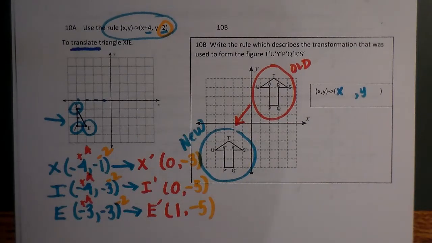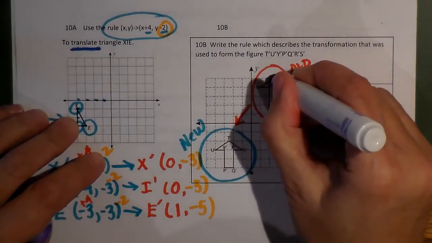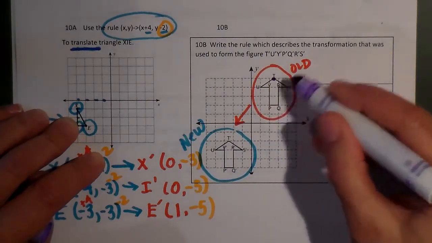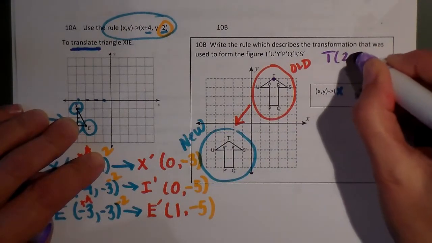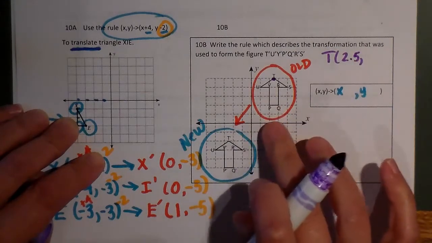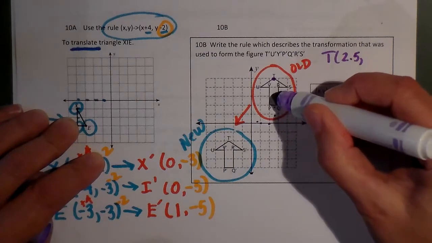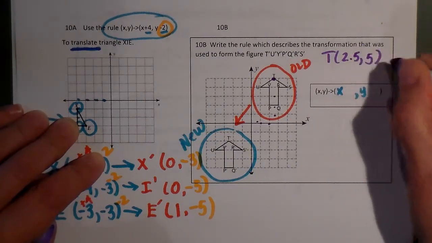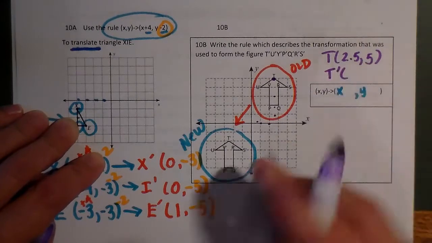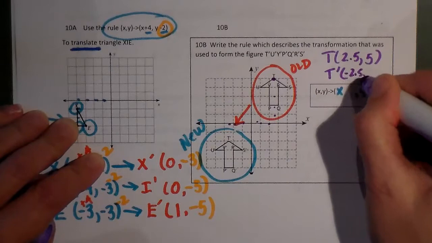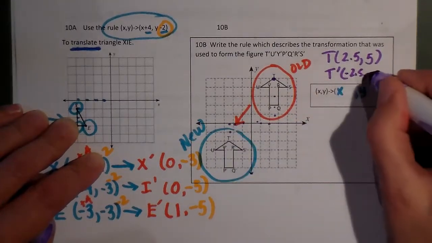So let's count. All you have to do is pick one single point. Just one. I'm going to pick T. T is right here. Okay, this T looks like it's about at 2.5. It's over 2.5, and then up 1, 2, 3, 4, 5. So that's my old T. My new T here is at negative 2.5, and it's down 1, 2.